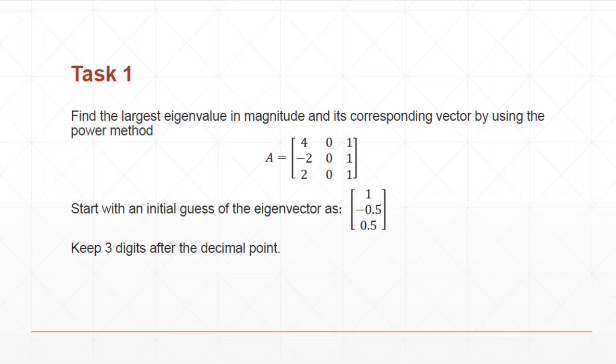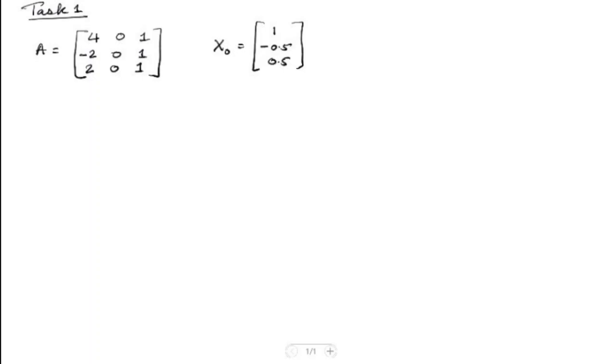Today our first task is about the power method. We have to find the largest eigenvalue in magnitude and its corresponding eigenvector by using the power method. The matrix A is given to us and we have to start with the initial guess eigenvector, which is 1, minus 0.5 and 0.5. And we have to keep 3 digits after the decimal point in every step. So let's go ahead and get started.